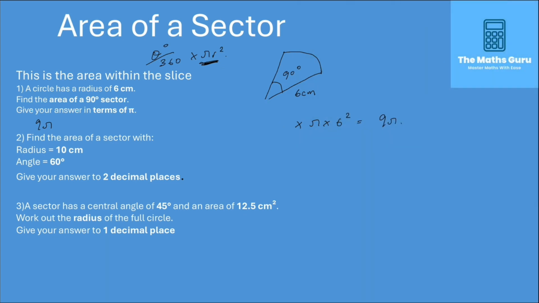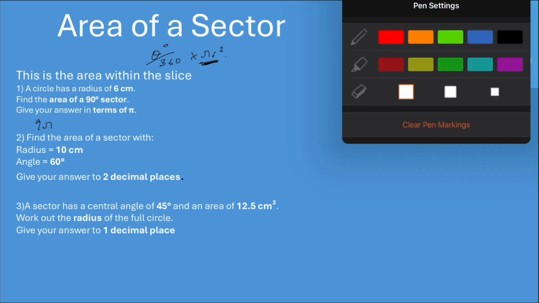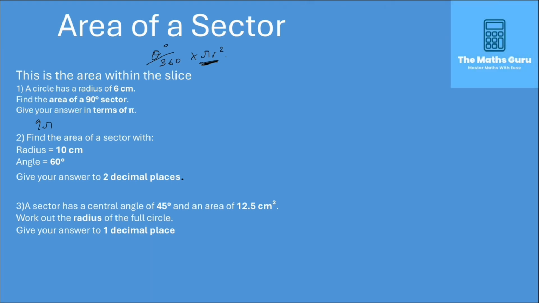Okay, now looking at question number 2, we need to find the area of a sector with a radius equal to 10 centimeters and angle equal to 60 degrees, giving your answer to 2 decimal places. So 60 over 360 from our formula times pi times 10 squared is equal to 50 over 3 pi, but this question wants it to 2 decimal places.